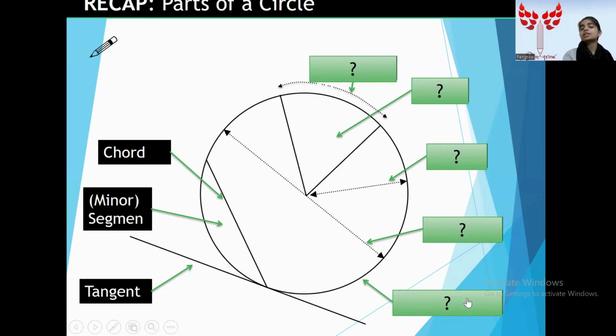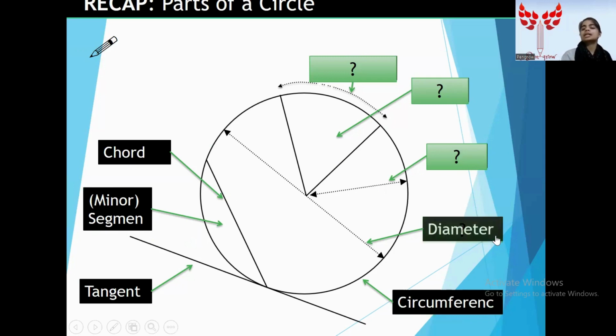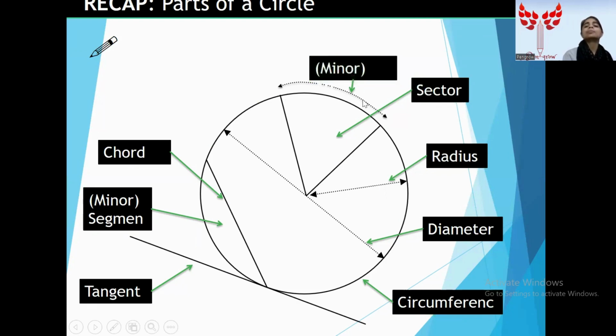This is your circumference. And this whole line, which is passing from the center of the circle and touches both the parts of the circumference, that is your diameter. The half of the diameter is your radius. This is your sector, right? And this would come up as a minor arc, right? The other one would be a major arc, and this is a minor arc. So these are all the parts of the circle.